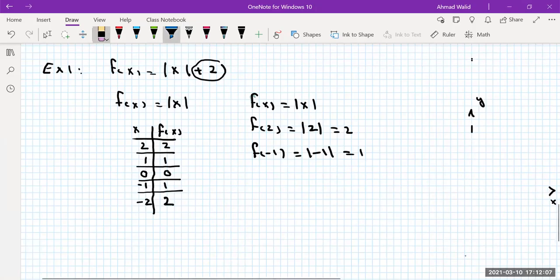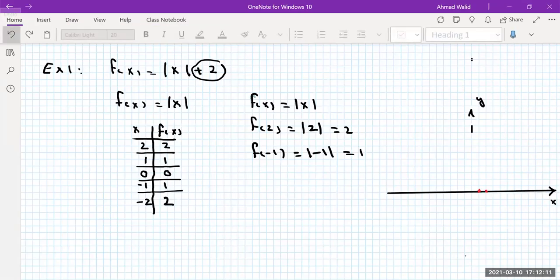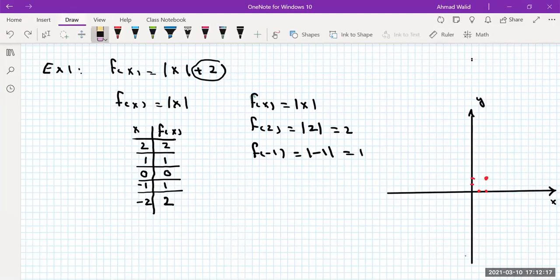Hey, everything is gone. Okay, only I will erase this part. Let's put our units bigger.